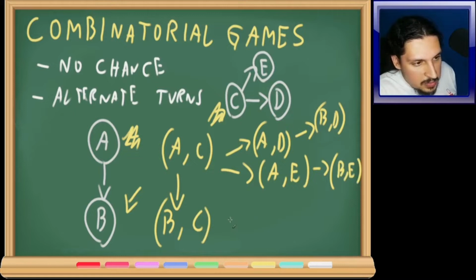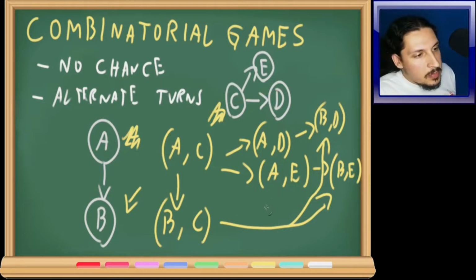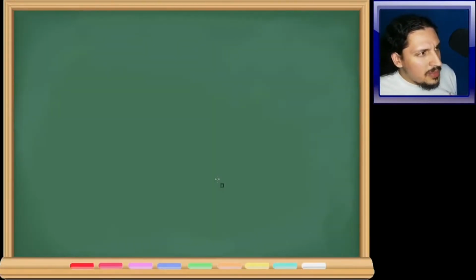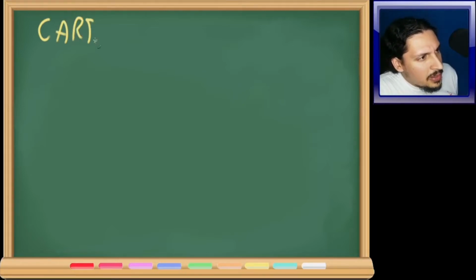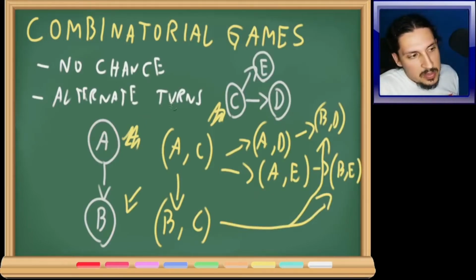And from this one, in a very similar way, we could transition to these ones, which are far away, this or this. Okay, my drawing is very ugly, but this is the idea. So if you know what it is, it's almost the same as the Cartesian product of graphs. If you consider the directed graph of each game, the sum is a new game having the Cartesian product as the game graph.